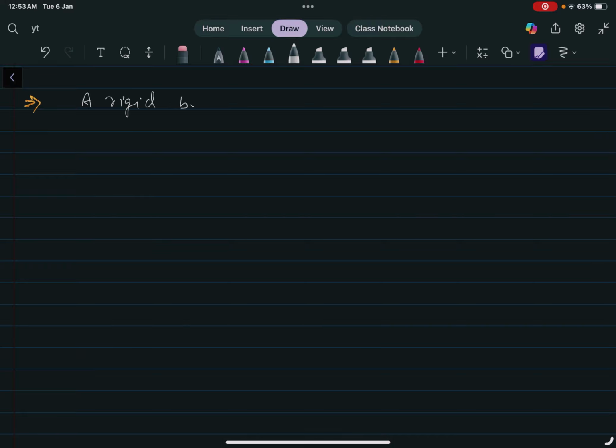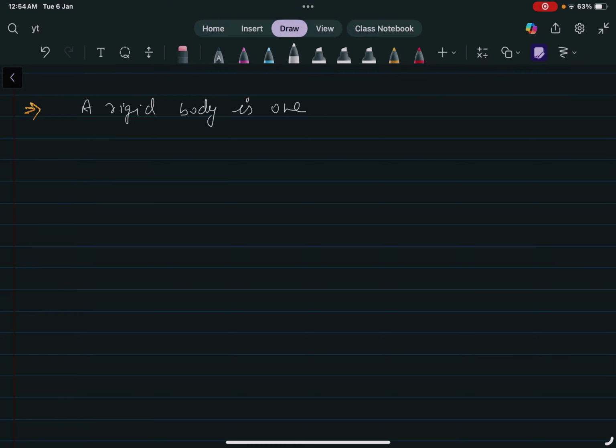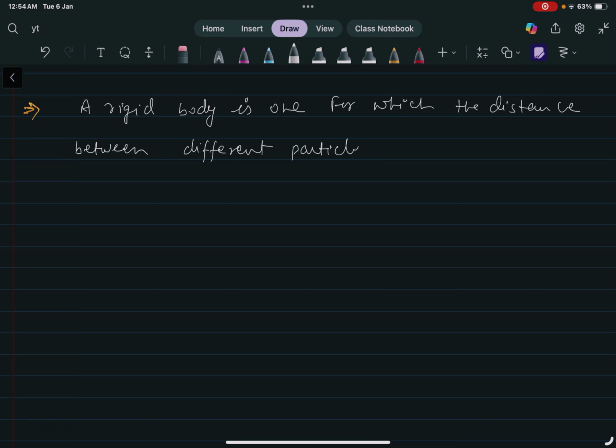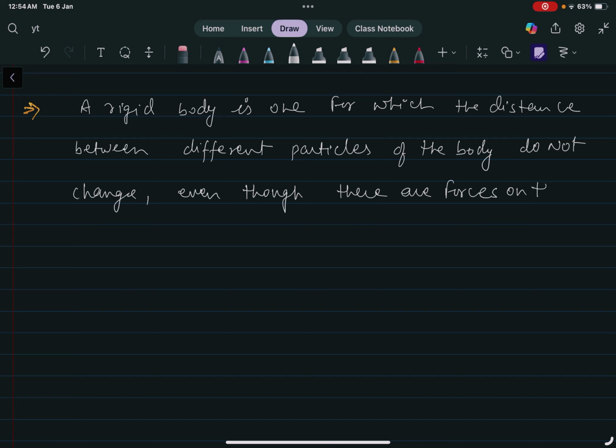A rigid body is one for which the distance between different particles of the body does not change, even though there are forces on them, meaning they are constant. This type of body is called a rigid body.